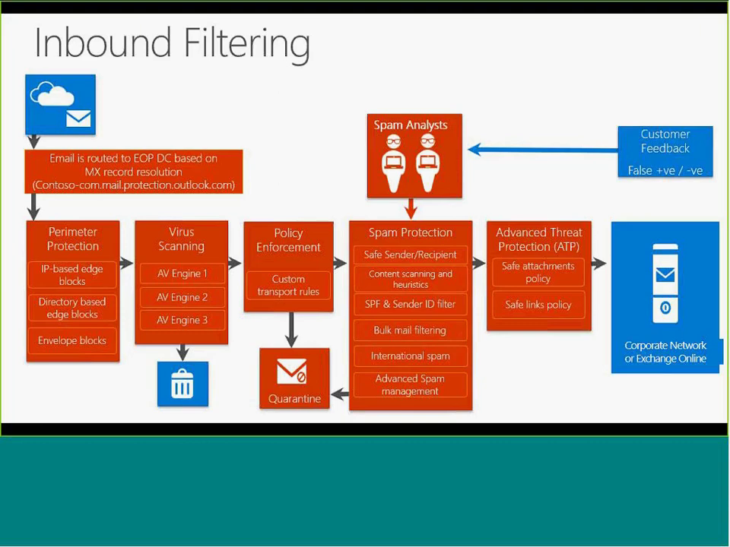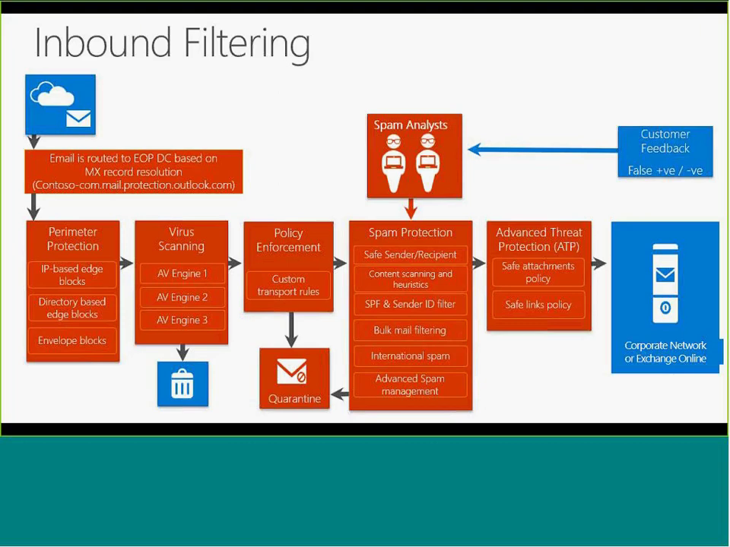It then goes through the antivirus scanning, so there are multiple engines from multiple providers there. Again, stuff that is bad or that does contain viruses potentially will be dealt with. Then we have our custom transport rules. The important thing to remember here is that in regards to the process, your transport rules will generally operate before any of the spam protection, ATP, and so on. So remember that generally the custom transport rules have priority.